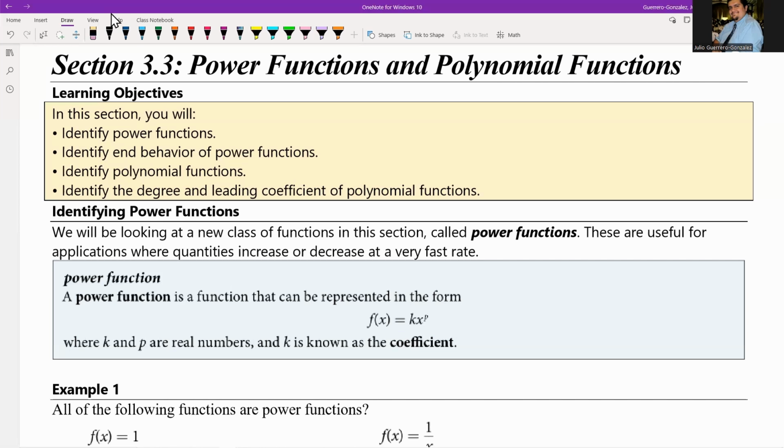The first thing that I want to define is this idea of a power function, okay? And a power function looks something like this. Some k times x to the p. k can be any number, and p can be any number, okay? The k up front is known as the coefficient. It's just the number that lives up front. That's it, nothing special, okay?